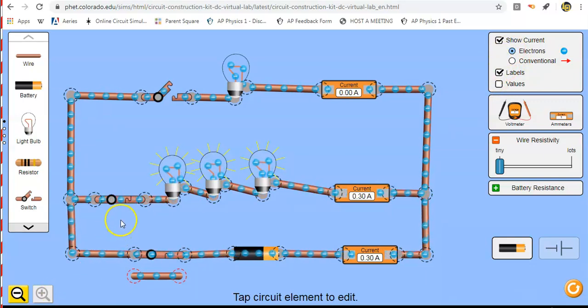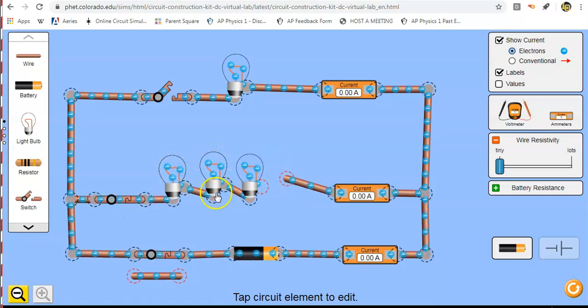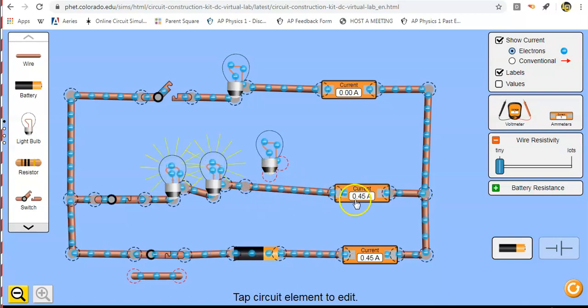Okay, now we're gonna mess with some things here, and we're gonna worry about series first. I'm just gonna forget about this altogether. I could just break it, but I'm not going to. So let's say I break this here. The whole circuit shuts off, right? Because now the electrons cannot get around, so the electricity shuts off. And I'm actually going to remove this bulb for a second. And you will see that now we only have 2 light bulbs in series. This one has been removed altogether, and the current is 0.45 amps.